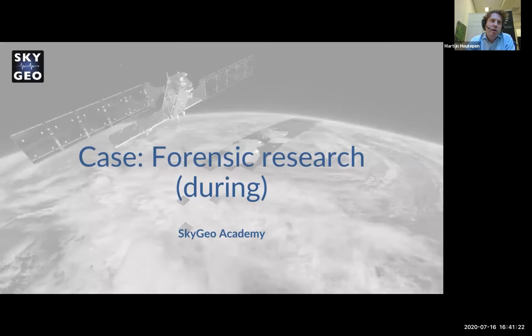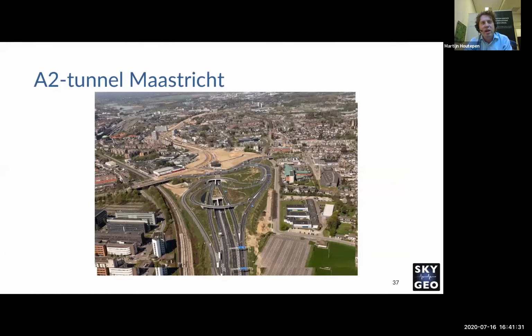Okay, so another case is more of what happened during tunnel construction, rather than what you can do during it. So this is the A2 tunnel near Maastricht in the south of the Netherlands. I think it's called the Prins Willem-Alexander, maybe even King Willem-Alexander tunnel.